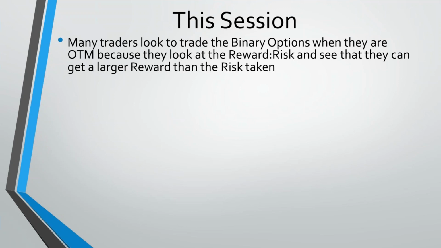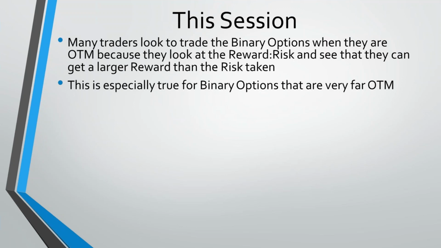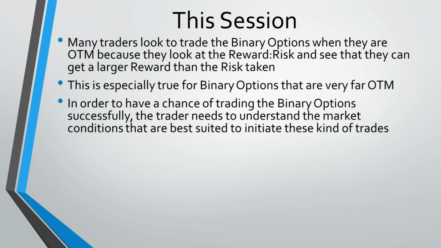For example, they can risk 20, and if it ends up in the money, they can make the 100, so they're essentially risking 20 to make 80. This is especially true for binary options that are really far out of the money. For example, maybe you can put them on for $5 or $8. Well, hey, I can buy something for $5 and make the 100.